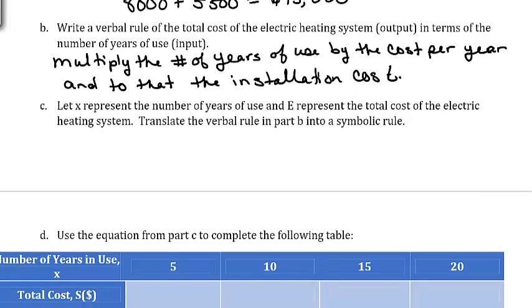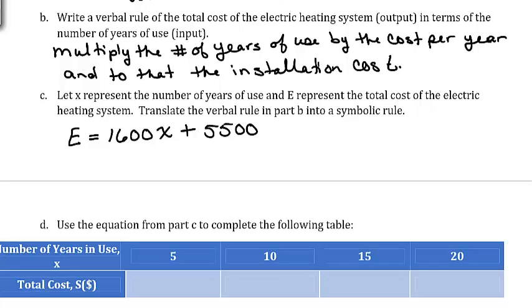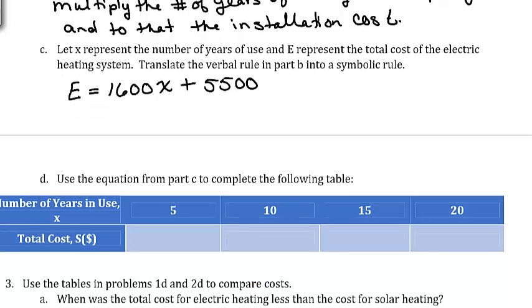And now we want to write a symbolic rule for this. And so again, we're going to let E represent the total cost. That's our output variable. And this is going to be equal to, so now we're taking X and multiplying it times our yearly cost, and our yearly cost was $1,600. So that's 1,600X plus the installation cost was 5,500. So this is our symbolic rule for calculating the cost of operating the electrical system.